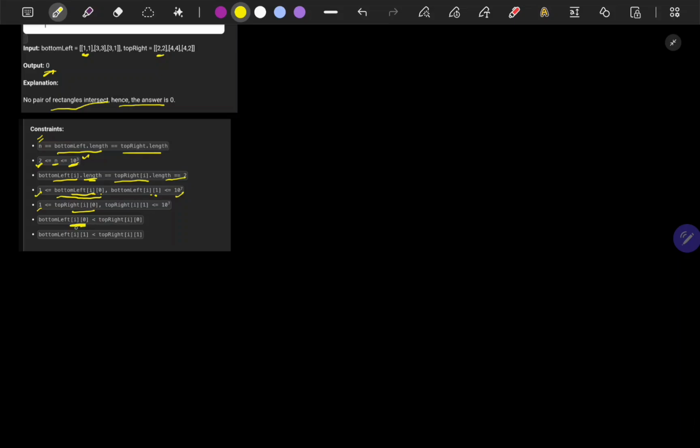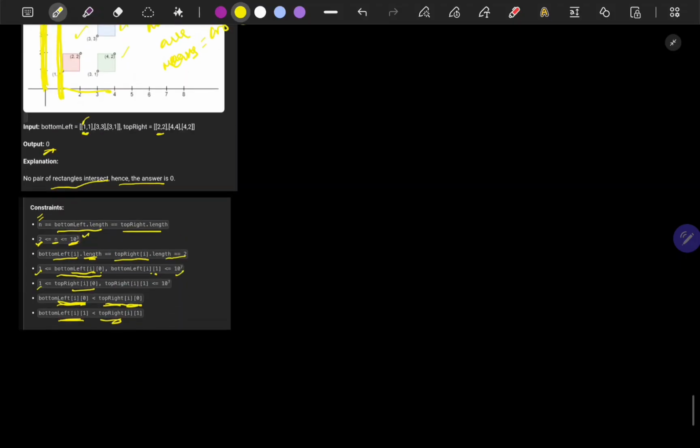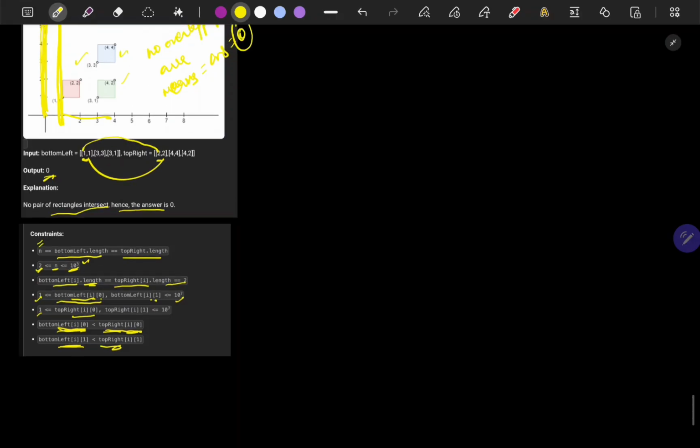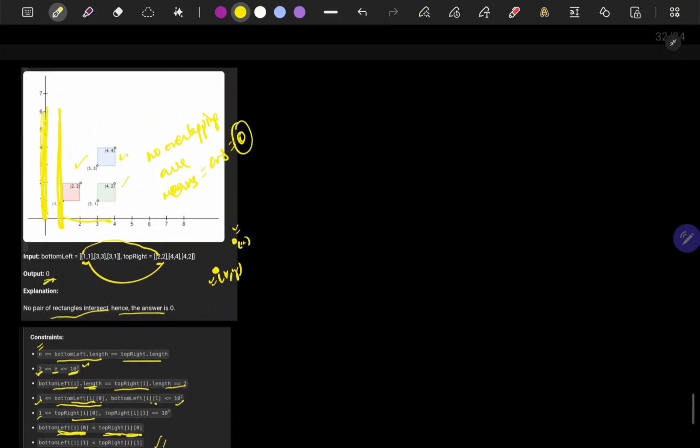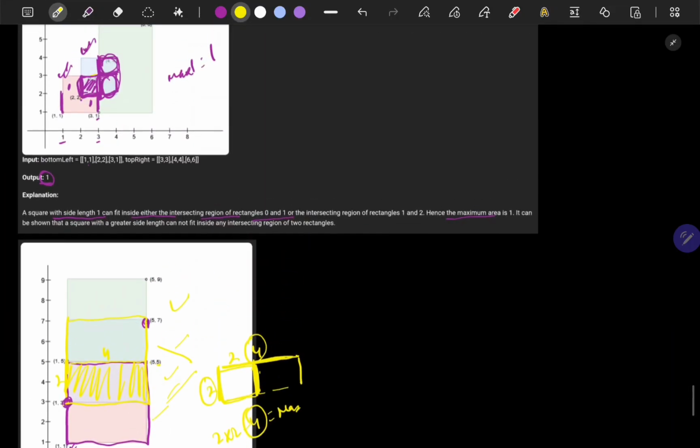This one is bottomLeft[i][0], topRight[i][0]. This one is going to be less than this one, and this one is going to be less than this one, because bottomLeft represents the left corner and topRight represents the top right corner. So obviously any of these x and y will be greater than those x and y. This is the simple condition, you don't have to worry about this. So I hope you understood the question now.